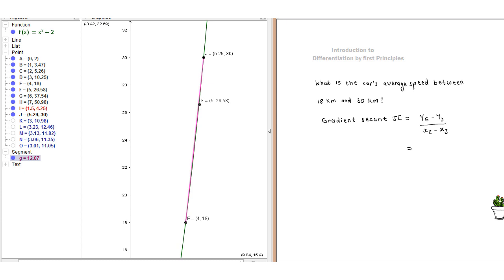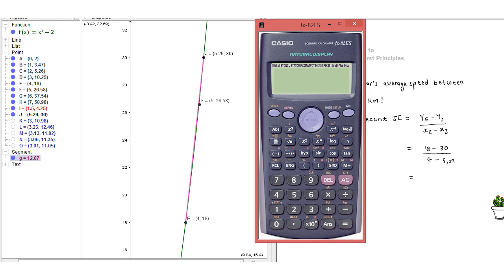Okay, so this will give us the y value at E, 18 kilometers, minus the y value at J, 30, divided by the x value at E, 4 hours, minus the x value at J, 5 hours 29 minutes. Okay, so then we can just calculate the car's average speed. So it's 18 minus 30 divided by 4 minus 5.29.